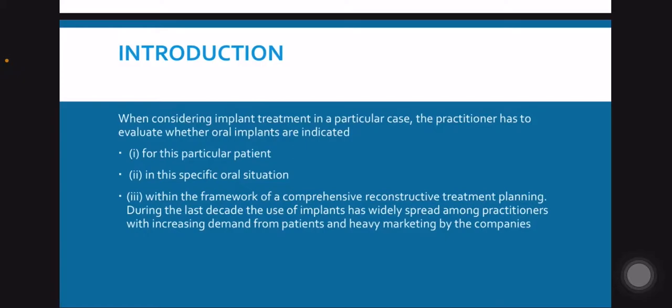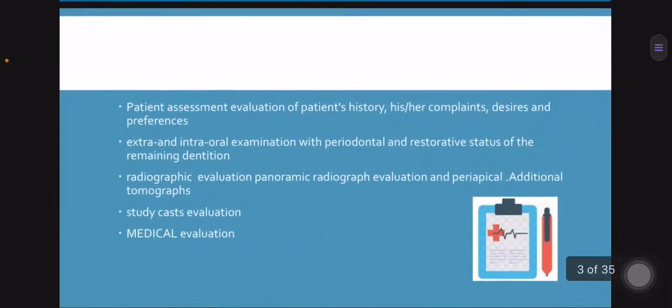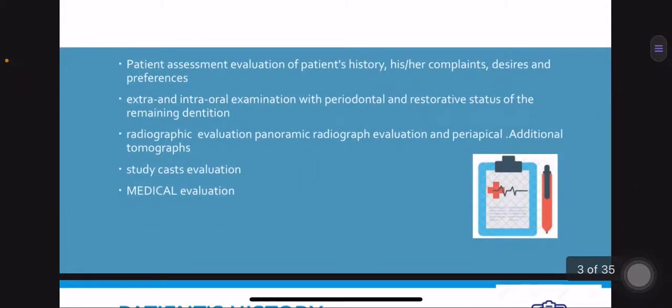Of course, dental implants in the last decade have become widely spread among practitioners due to the increased demand by patients and advertisement by companies. Now we have to do patient assessment, obviously, for this procedure, and listen to his or her complaint, desire, and preferences. Of course, we do an extra- and intra-oral examination and assess the periodontal and restorative status of the remaining dentition.